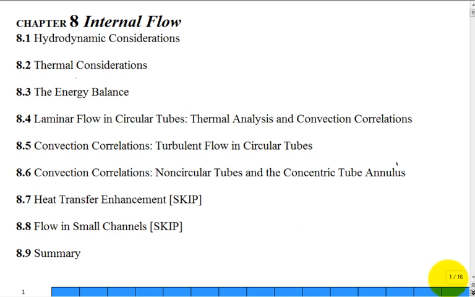So this is our third and our last lecture in Internal Flow, Chapter 8. It's primarily hydrodynamics. It's primarily fluid mechanics. So let's jump into it.